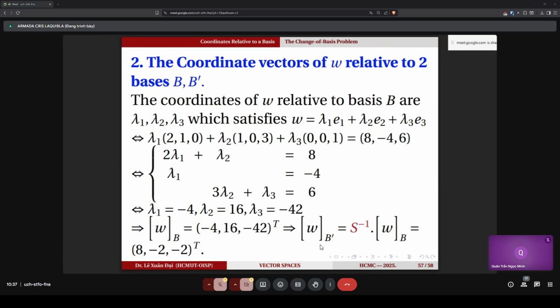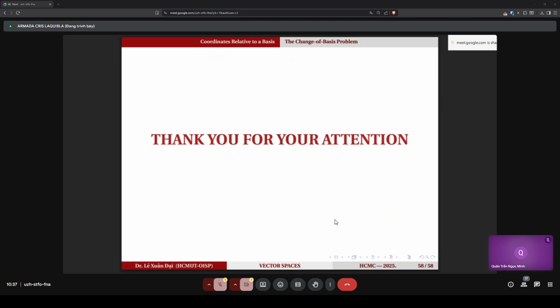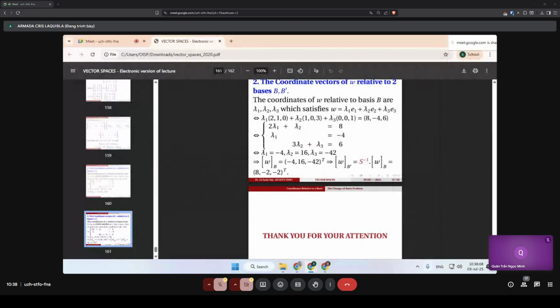Again, the other way of solving that is you substitute it here, e1 prime, e2 prime, e3 prime, and then solve the lambdas. You should get 8, -2, -2 also. And that's the same process. And that's the end of our discussion for the midterm. Now we are ready for review.